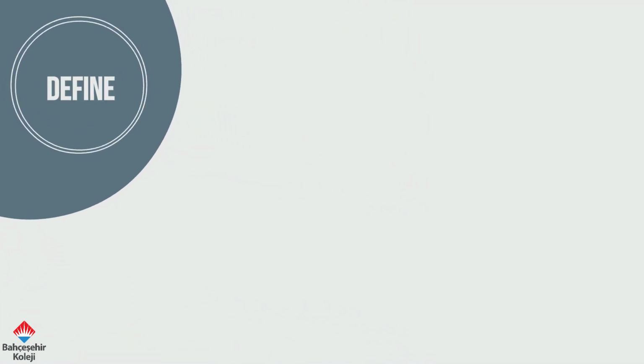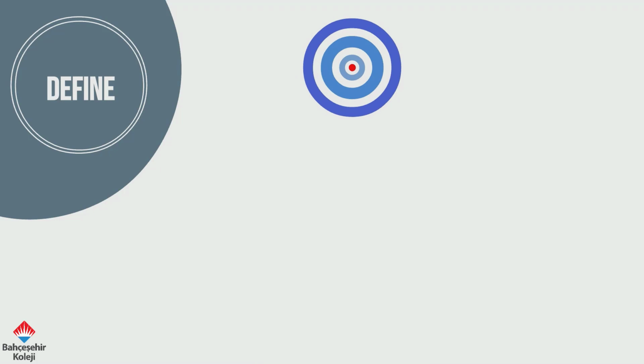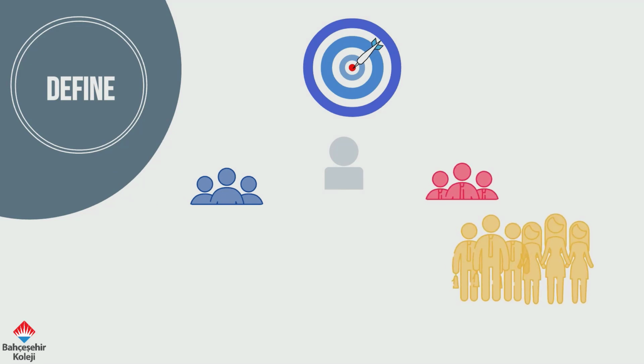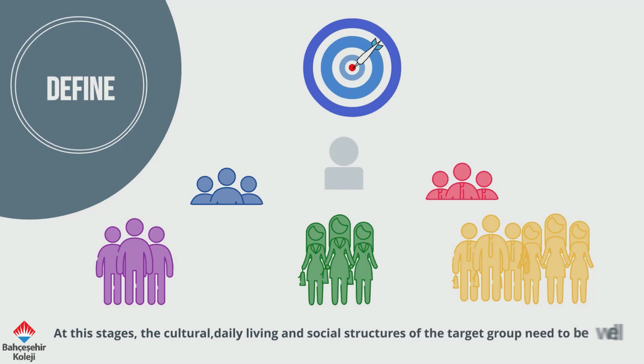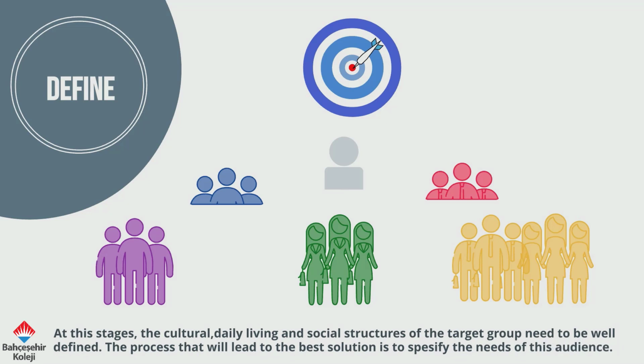Defining the needs of the users or the group, which is seen as the target audience, starts with a good understanding of the problem and desire of the audience. Recognizing the target audience's problem and defining it simply and clearly constitutes the second phase of the design thinking process. At this stage, the cultural, daily living, and social structures of the target group need to be well defined. The process that will lead to the best solution is to specify the needs of this audience.